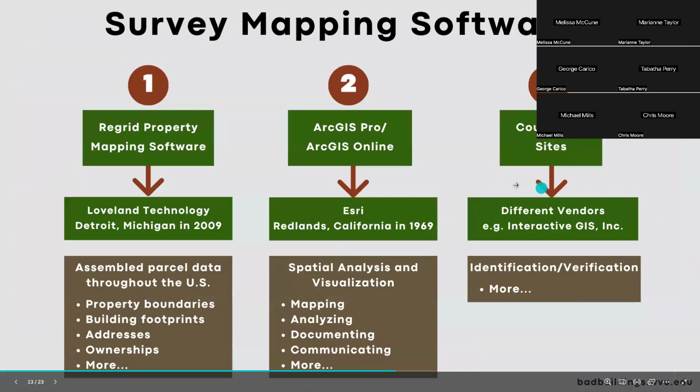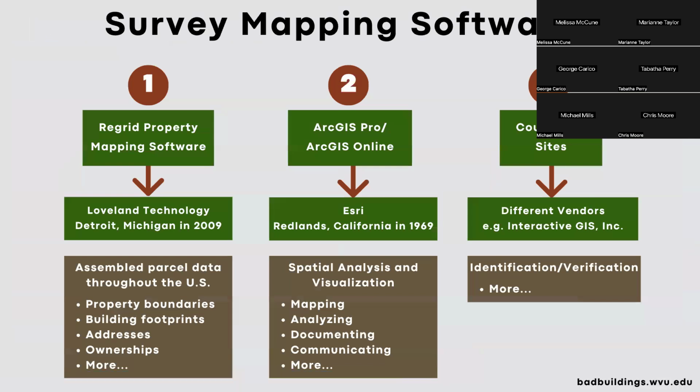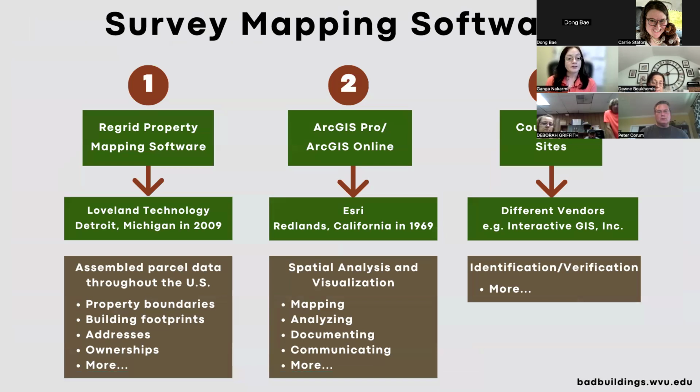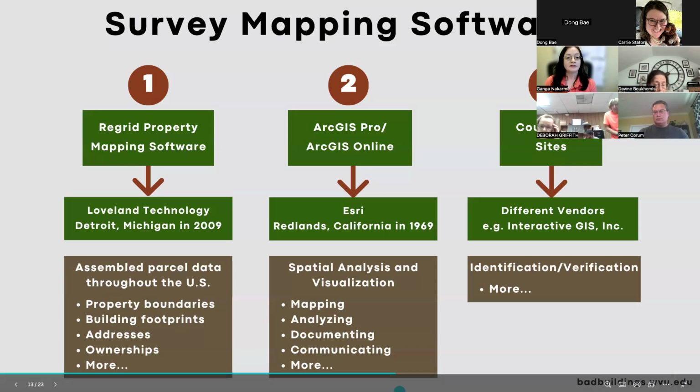Here are the survey mapping software that we will be using and discussing during our survey. We have been using different survey sources such as Regrid, ArcGIS Pro, ArcGIS Online, and County GIS sites. In the field, we'll be discussing more about Regrid, because you will be using it as a surveyor. If you choose to be a volunteer surveyor, you will be using the Regrid app, and the other two our organization will be using for more mapping and other activities. So let's talk about Regrid first.